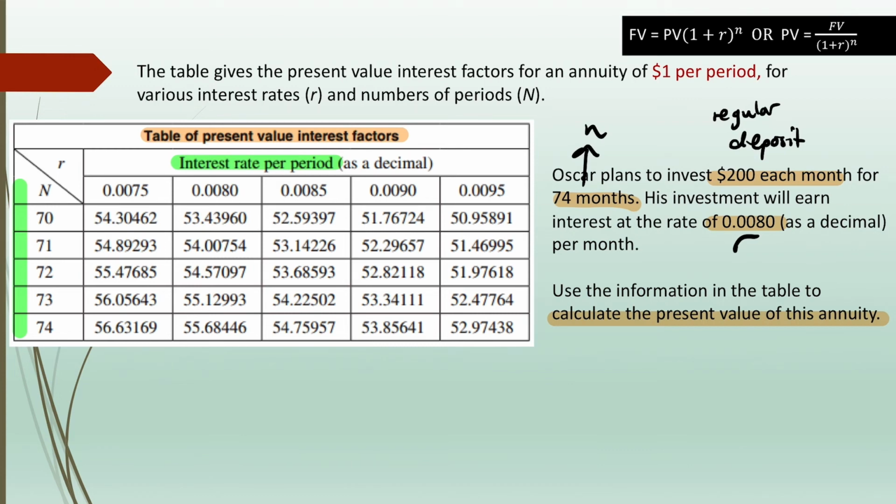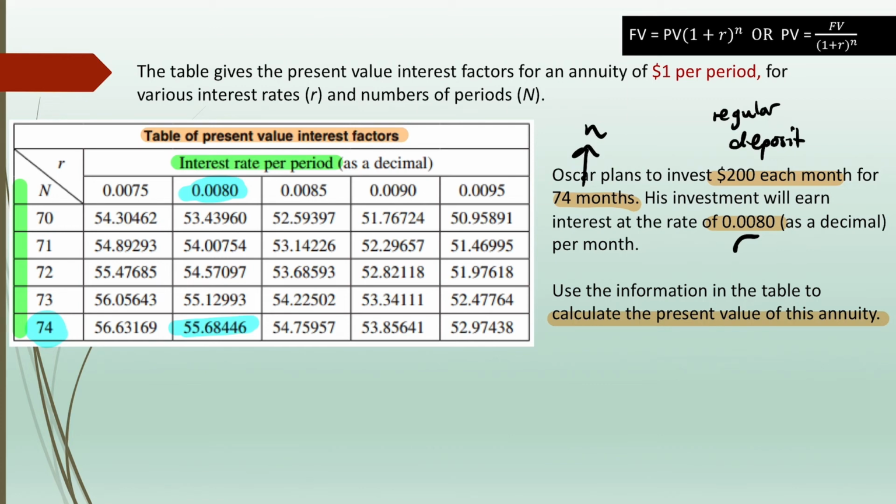Now let's use the table to find that value out. So we've got 0.0080 and 74. So the value we want from the table is that intersection point, 55.68446.